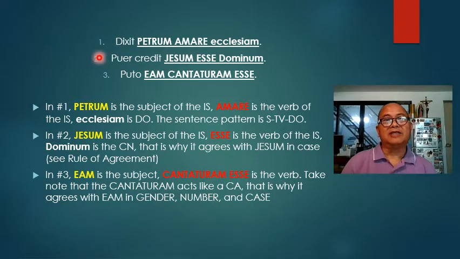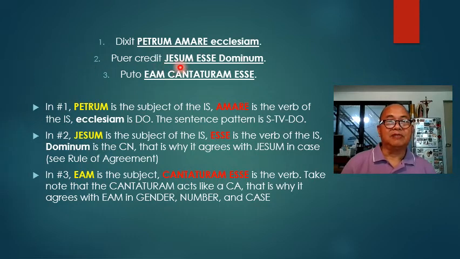So going back to the examples given in the previous page, Dixit Petrum amare ecclesiam. Petrum is the subject, amare is the verb of the indirect statement in present infinitive active, and ecclesiam is the direct object. As we have said, the sentence pattern is subject, transitive verb, direct object.